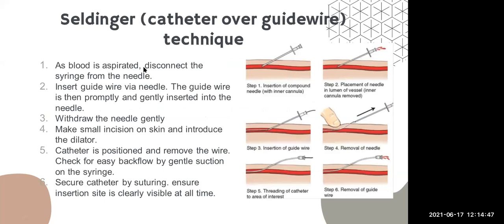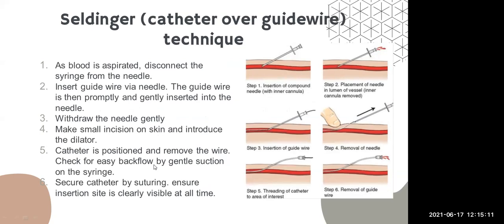So the first step: as the blood is aspirated, disconnect the syringe from the needle. We can see the picture in step 1. Then insert the guide wire via the needle. The guide wire is promptly and gently inserted into the needle. Withdraw the needle, make a small incision on the skin, and introduce the dilator. Okay, right here.